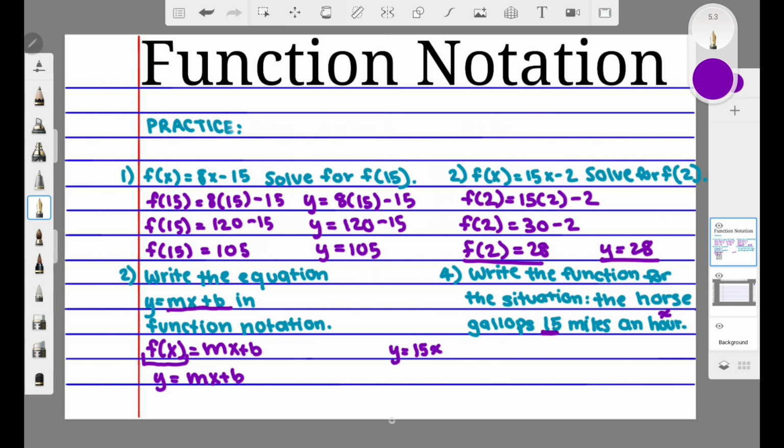Now, in the same way how we said the f of x just replaces y, all we need to do is write f of x is equal to 15x. If we go back to problems like the first two, we could be asked to solve for 2 hours, and then we would say f of 2 is equal to 15 times 2, which is equal to 30. So in 2 hours, the horse would gallop 30 miles.